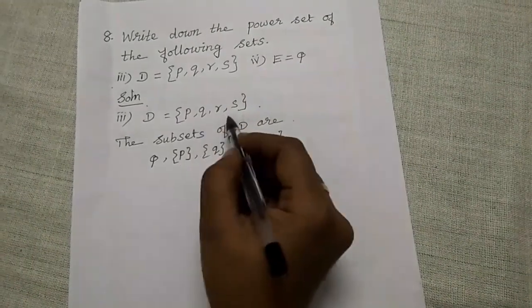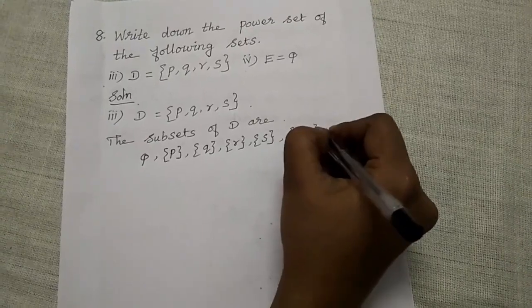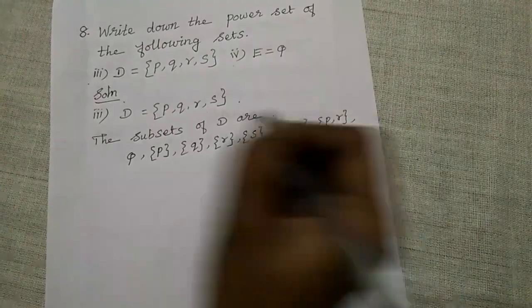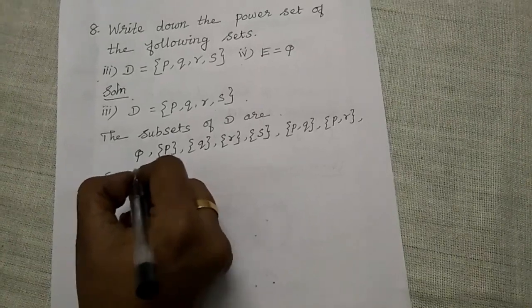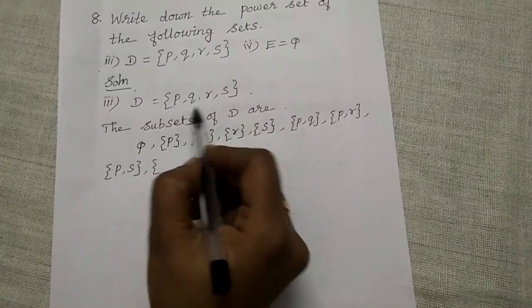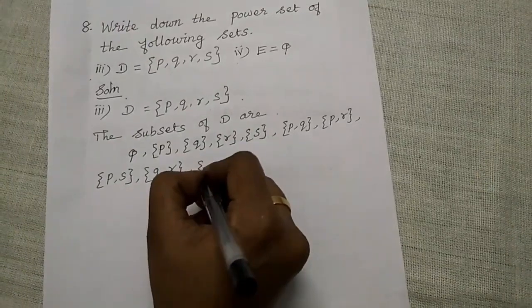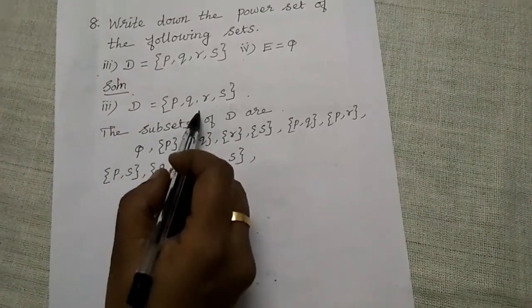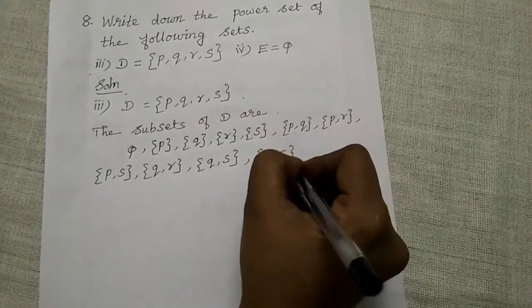then two elements together we have to take. Then set of P comma Q, then set of P comma R, then set of P comma S, then next one, then set of Q R, next one set of Q S, then R and S, isn't it? And set of R, S.